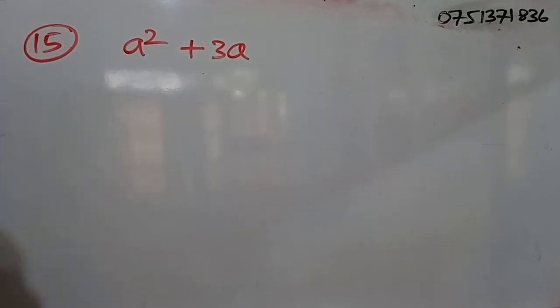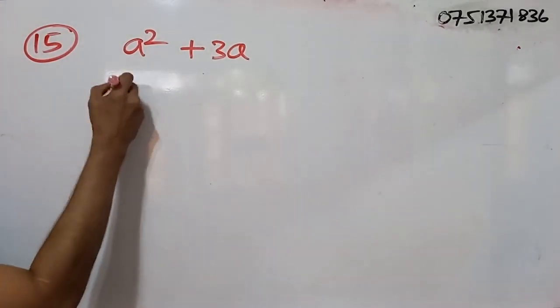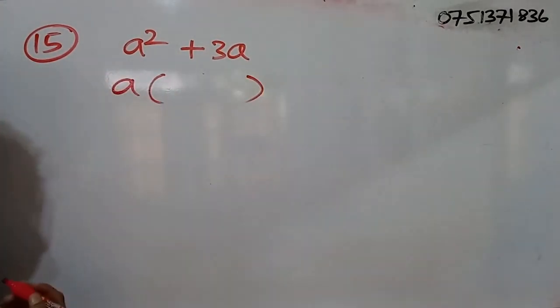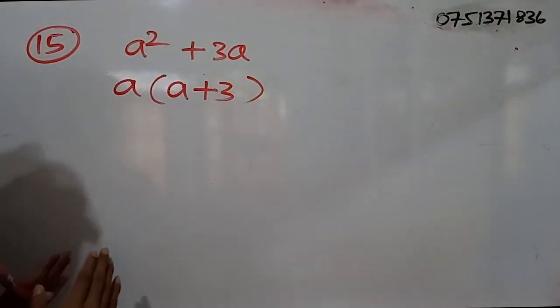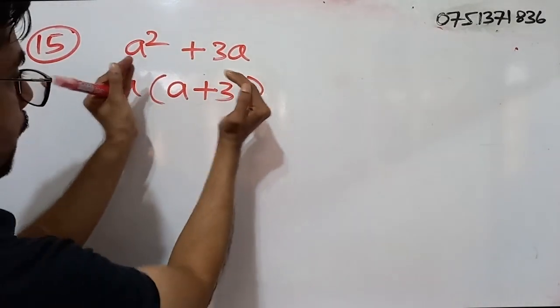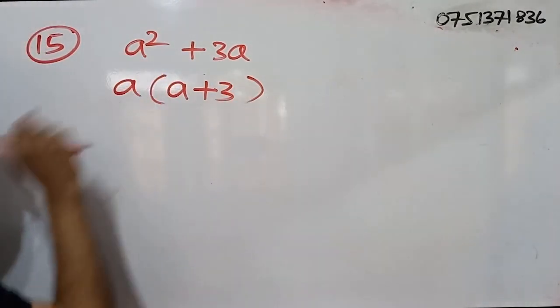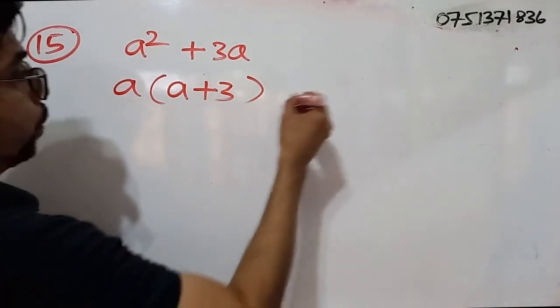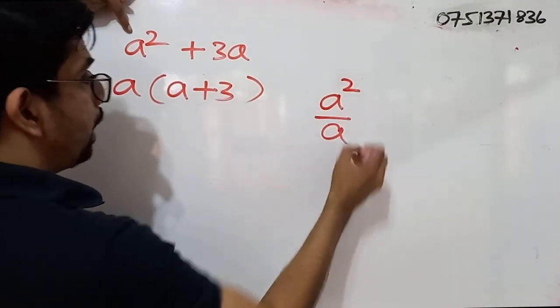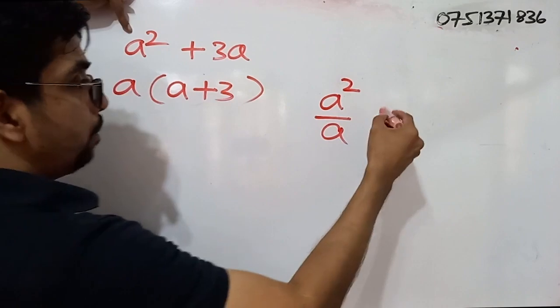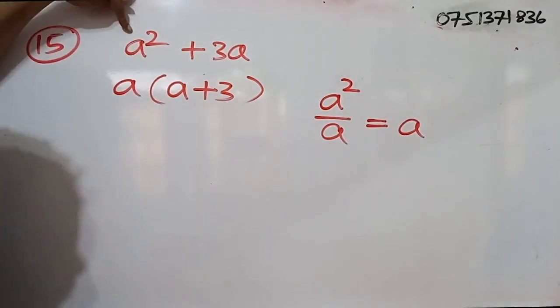Right. So, this is question number 15. So, here also we have been given an expression. So, we have to factorize. So, we have 2 terms. So, the factor will be what? Simple A. So, what goes inside the brackets? A plus 3. Right. So, here the factor is A now. So, this is the first term. A square. A square divided by A. A square divided by A means what? What is the outcome? Simply A.